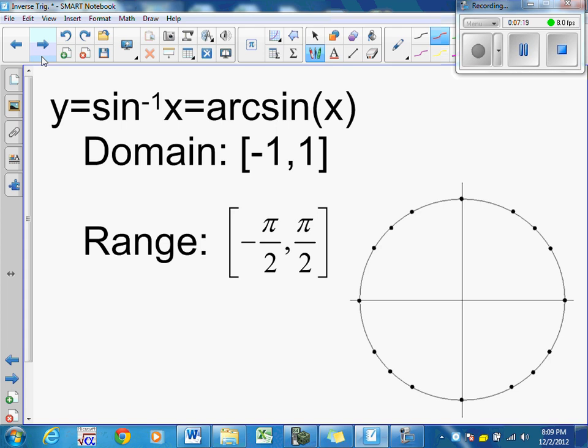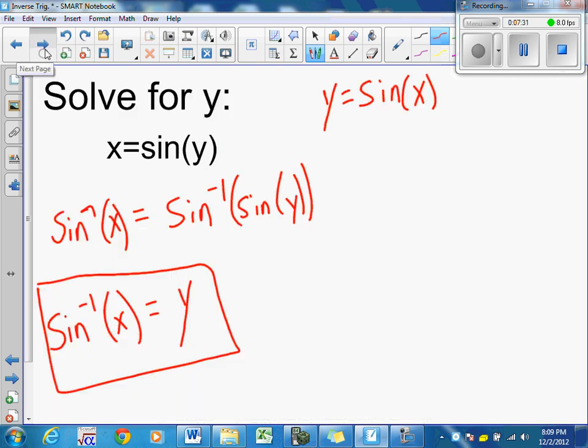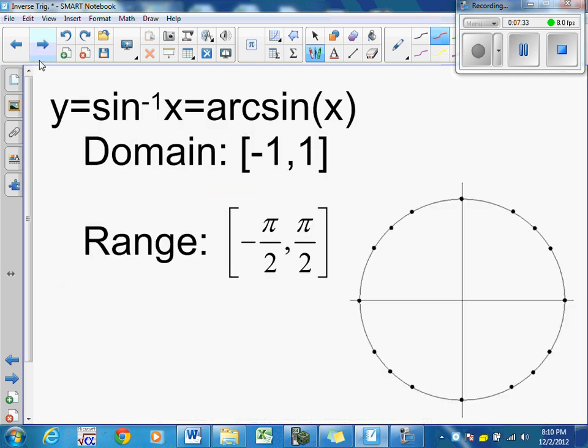So remember, our domain and range get switched when we have an inverse. So go back here and notice my range is -1 to 1, and my domain is -pi/2 to pi/2. So when I find the inverse, that gets switched. So my domain is -1 to 1, and my range is -pi/2 to pi/2.